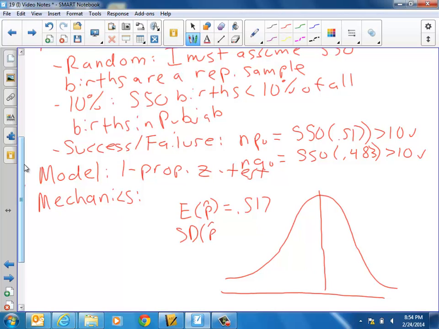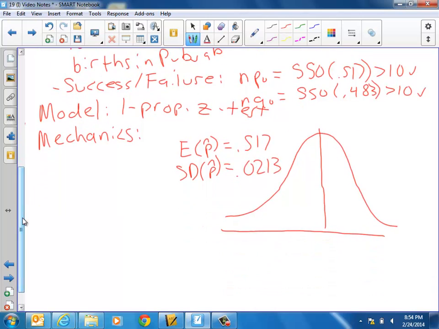I'm going to take a little bit of a shortcut here and not write that out. So this is the square root of 0.517 times 0.483, I believe that is, over 550. Comes out to be 0.0213. So there's the standard deviation. And p hat, the sample proportion we're working with, is 0.569. So let's fill this out on the bell curve. We have 0.517 here. To the right and to the left, we're looking at 0.538 and 0.496.